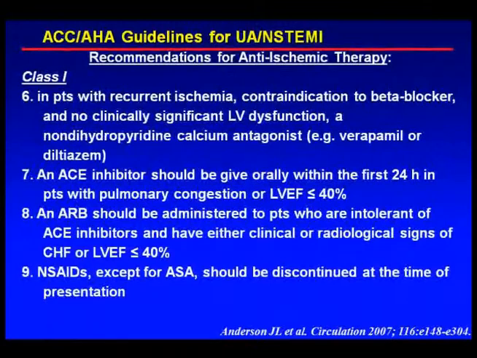An ACE inhibitor should be given orally within the first 24 hours in patients with pulmonary congestion or an ejection fraction less than 40%. An ARB is an alternative to an ACE inhibitor. NSAIDs, except for aspirin, should be discontinued.